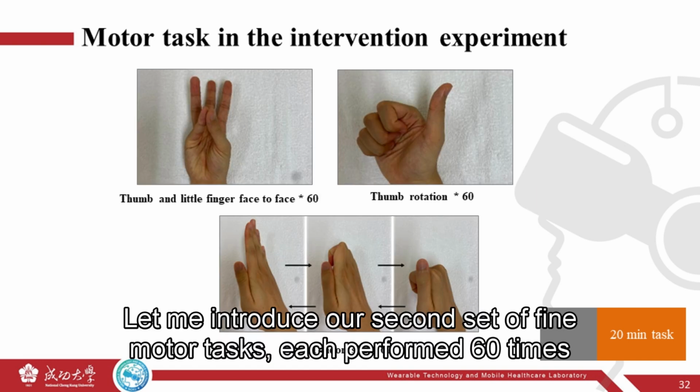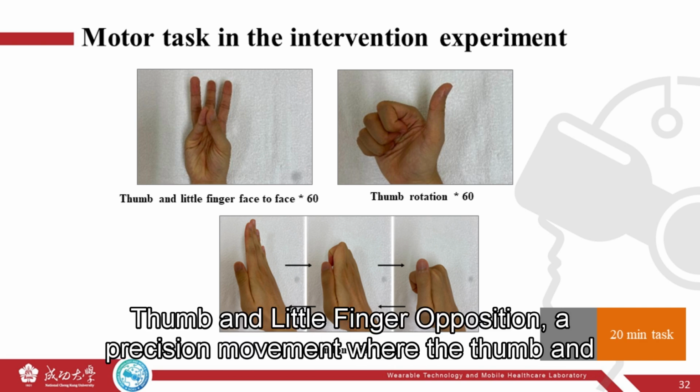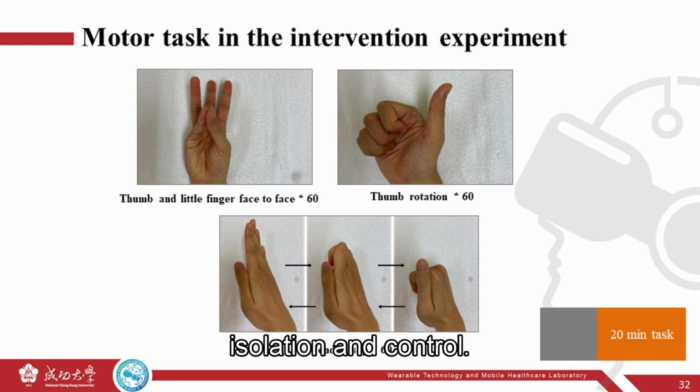Let me introduce our second set of fine motor tasks, each performed 60 times within the 20-minute protocol. 1. Thumb and little finger opposition, a precision movement where the thumb and little finger meet, touch face to face, return to starting position, focuses on digit isolation and control.